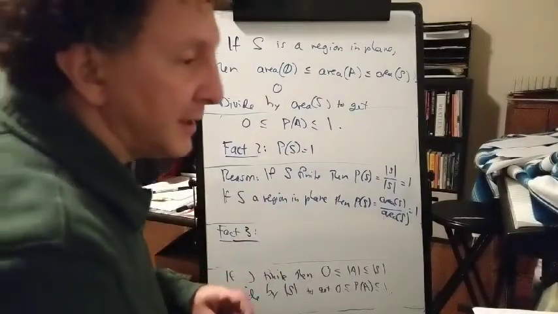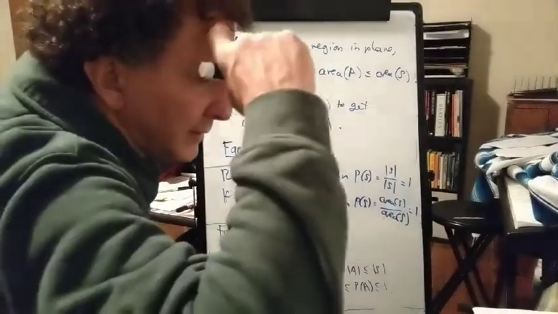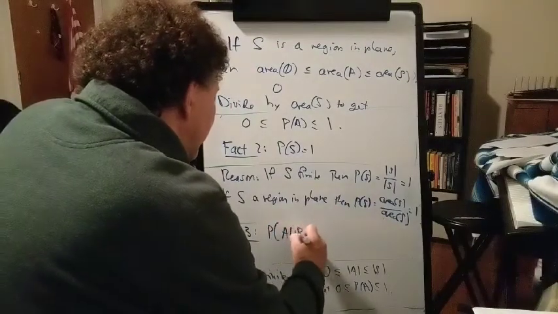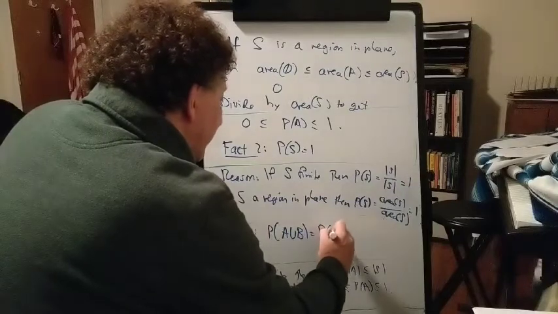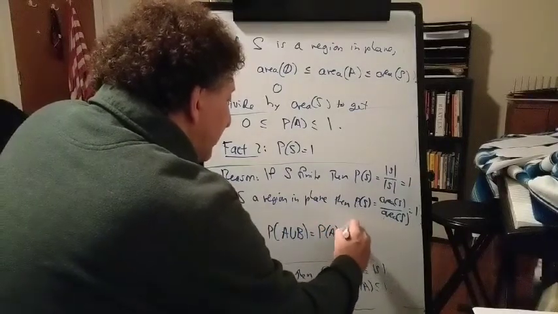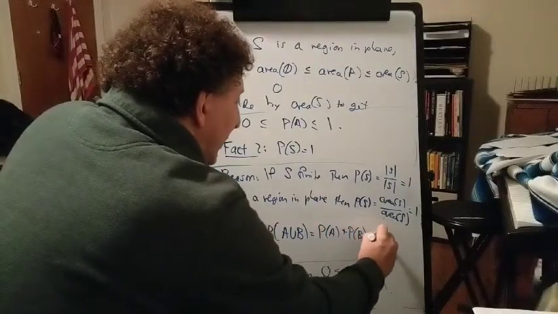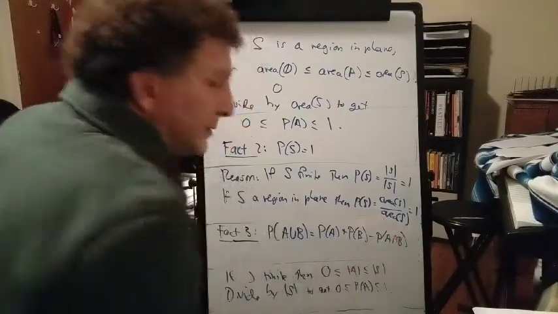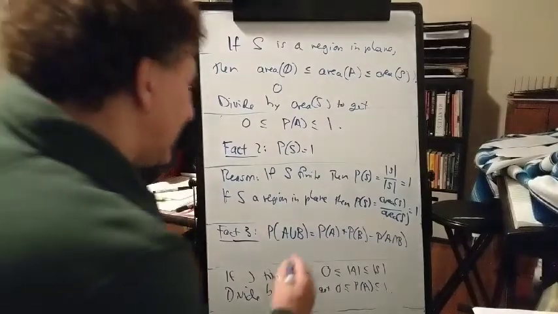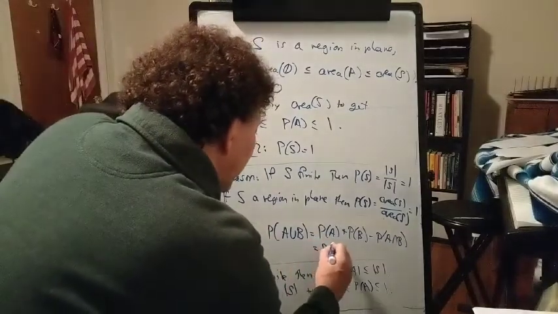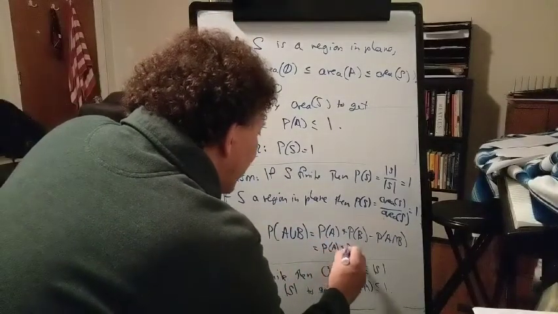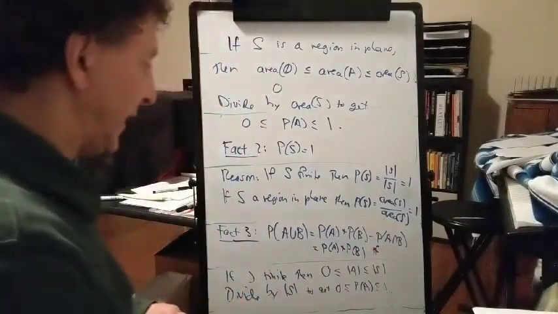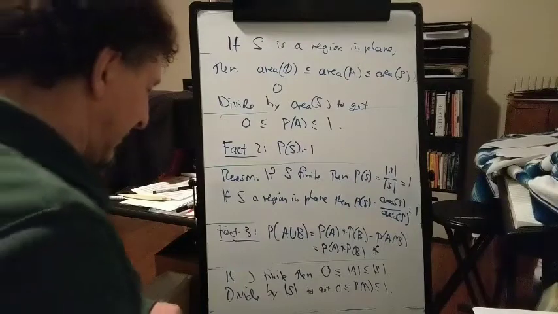Fact 3. The probability of A union B equals probability of A plus probability of B minus probability of A intersect B. In particular, it's just probability of A plus probability of B if A and B can't happen simultaneously.